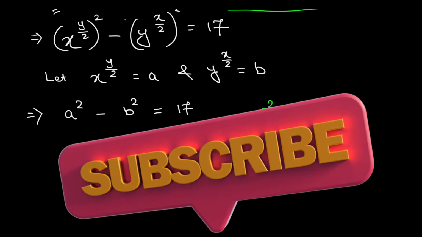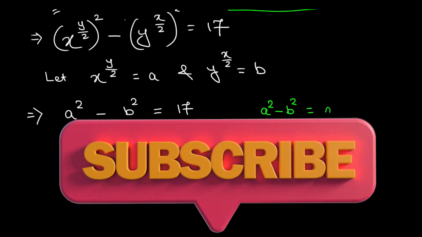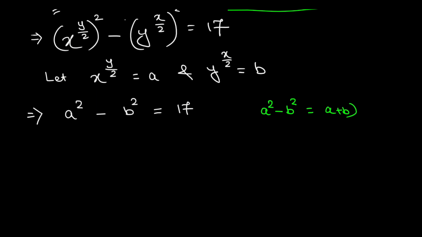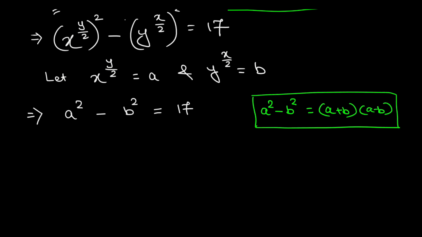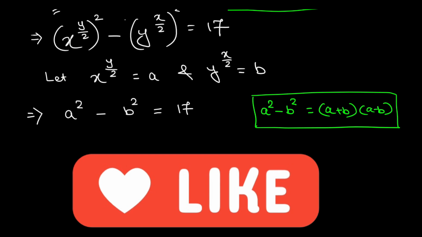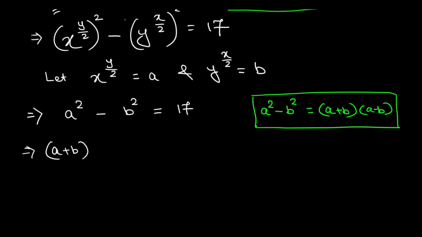A square minus b square is equal to a plus b multiplied with a minus b. Let us apply this formula here. Then we can write this as a plus b multiplied with a minus b is equal to 17. Now we can say these are the two numbers whose multiplication is 17. As you know, 17 is a prime number, then only two options are possible.